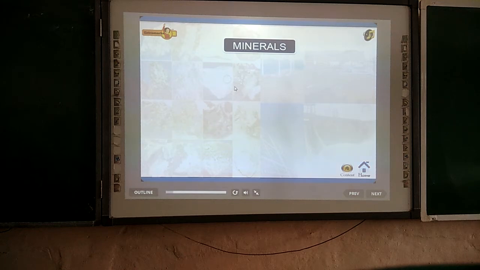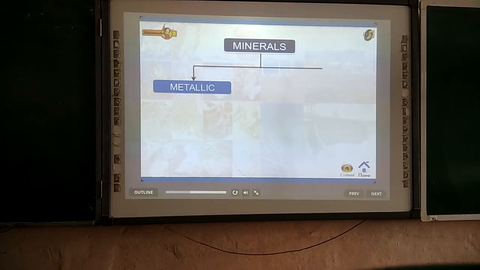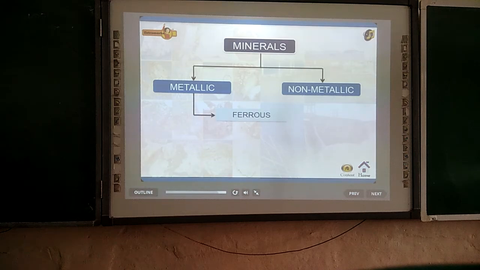Minerals. Let us look at the classification of minerals. Minerals can be classified into metallic minerals and non-metallic minerals. Metallic minerals can further be classified into ferrous and non-ferrous minerals.